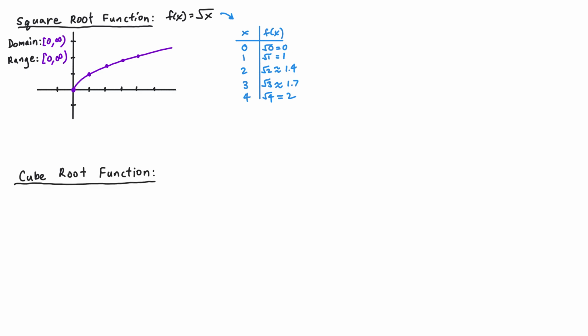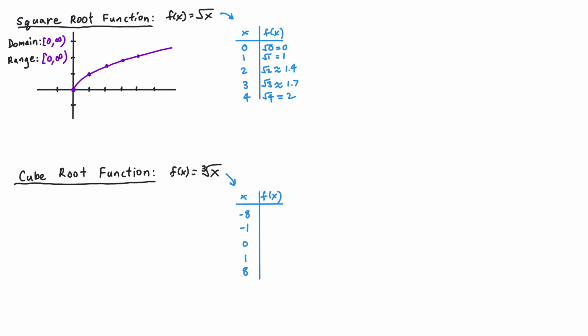Next, we have the cube root function, whose formula is defined by f of x equals cube root of x. Again, we'll make a table of values for this function to get a sense of some of the points that are on the graph. This time, I'm going to choose the x values -8, -1, 0, 1, and 8. I picked these particular x values because I know that the corresponding outputs will be whole numbers.